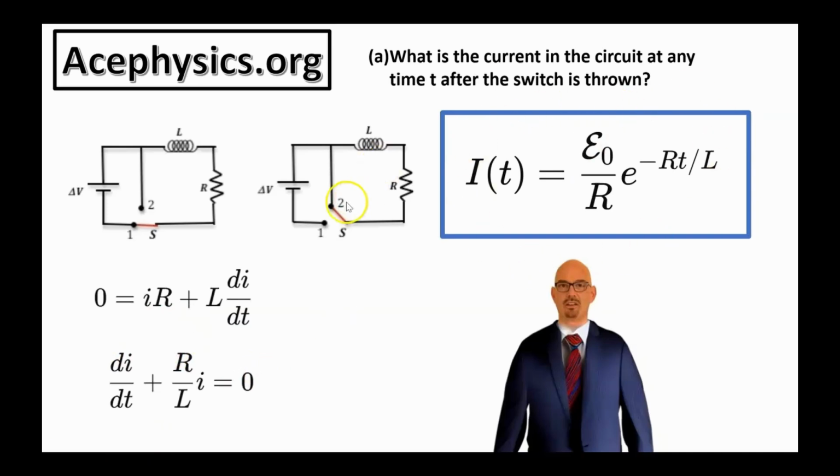This tells you that the current in the circuit after the switch is thrown is going to continue to flow clockwise until there's not enough energy in the inductor to continue supporting current flow.